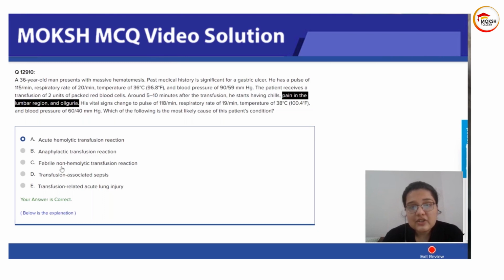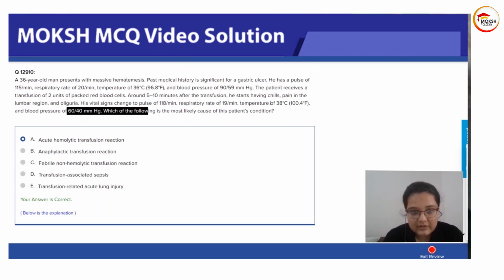If it is just fever and the vitals are stable, the BP is stable, the temperature is increased because it is febrile, but the rest of the vitals are not that affected, then it is a febrile non-hemolytic transfusion reaction. Transfusion-associated sepsis will again present with high fevers, but it will not be as acute as 5 to 10 minutes because the infection will take time to spread in the body. So it can develop within 1 or 2 or 3 days, depending on the organism.